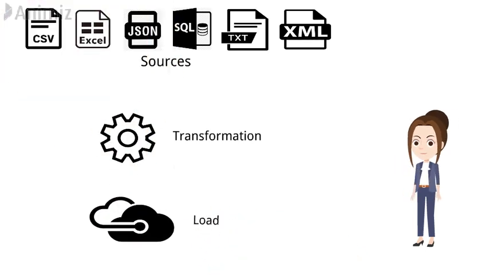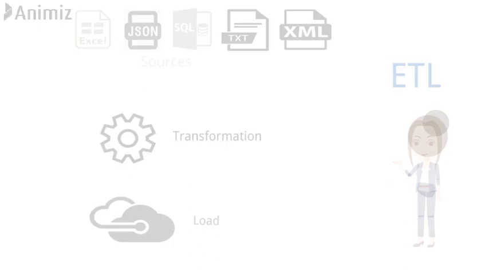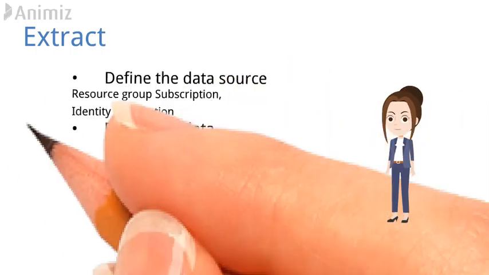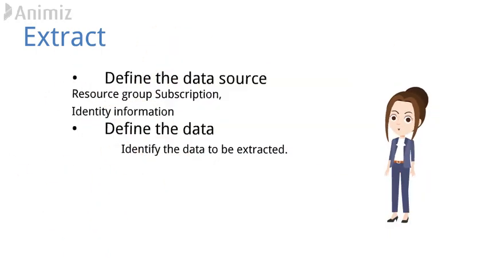This process can be automated by Azure Data Factory in a pattern known as extract, transform and load (ETL). Firstly, we will see extract. During the extraction process, the data engineer defines the data and its sources. We have two things: define the data source, then define the data.